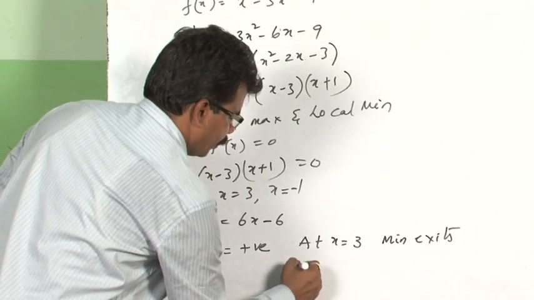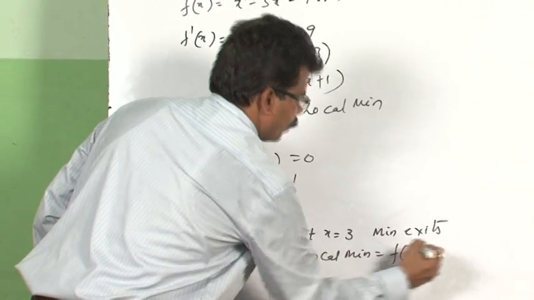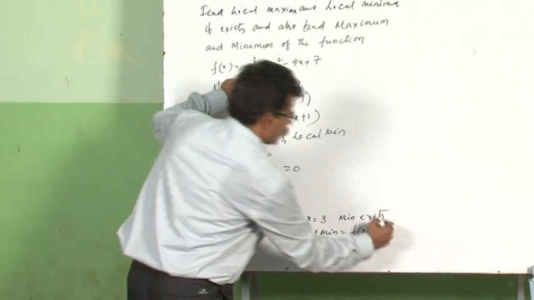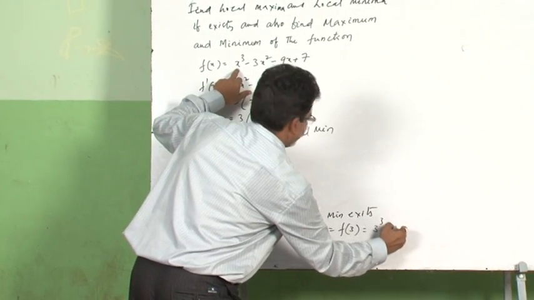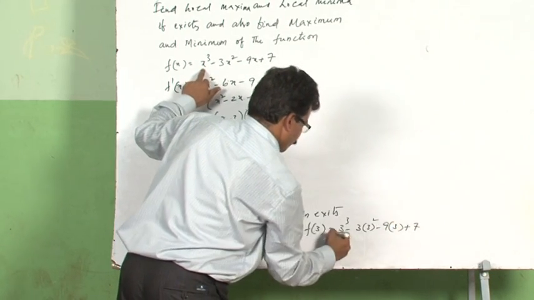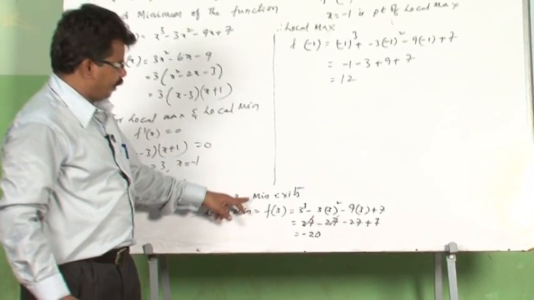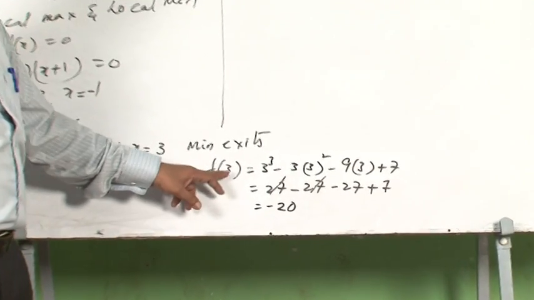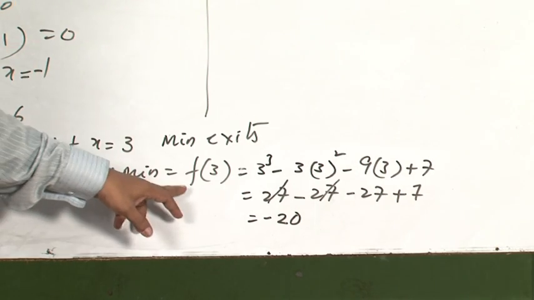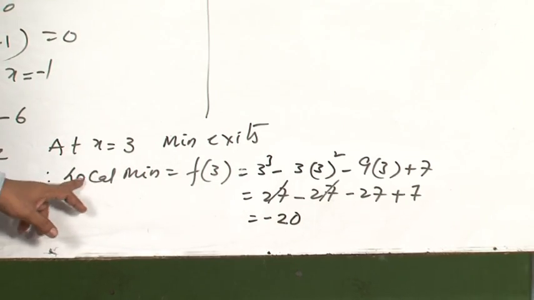So, what is the local minimum? Therefore, local minimum is equal to f of 3. If you substitute 3 in the given function, you will get the local minimum. Substituting 3 cube minus 3 into 3 square minus 9 into 3 plus 7 will give you the value. Since at x is equal to 3 a minimum exists, local minimum is f of 3, and substituting x is equal to 3 in the function, I am getting minus 20. So, minus 20 is the local minimum.